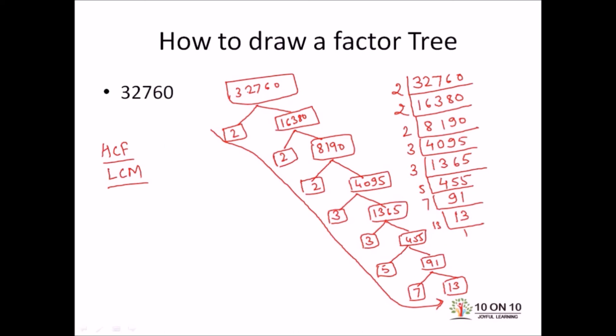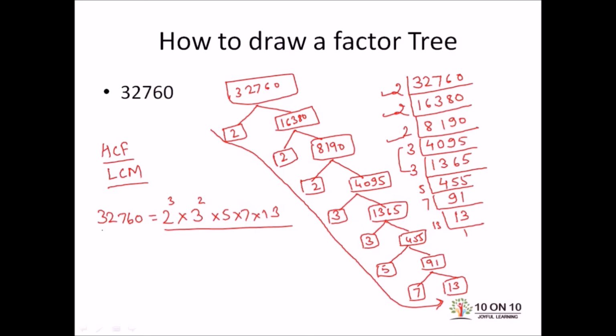So if I have to denote the prime factorization of this, how can I write 32760? How many 2's are there? 1, 2, 3. 3 2's are there, so you will write 2 to the power 3. Then there are 2 3's, so 3 square into 5 into 7 into 13. This way you have to write the factors in the 10th class.